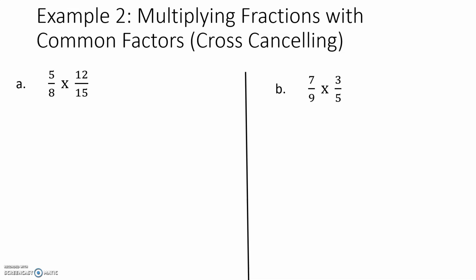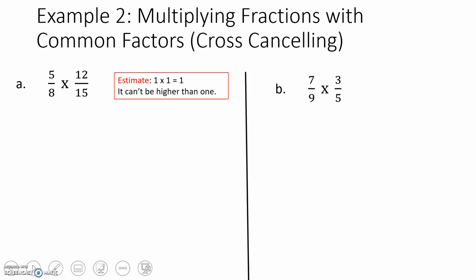Okay, so before I begin, let's do an estimation first. I'm just going to round both up to 1. So 1 times 1. Whatever my answer is, it can't be higher than 1 since I rounded both of those up to 1. All right, so cross canceling.